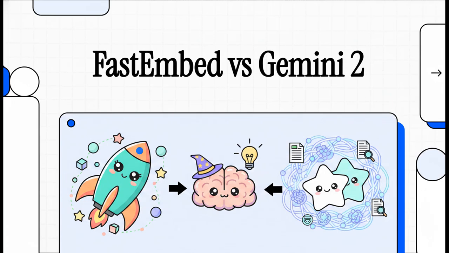Today, we're diving straight into a definitive comparison between two radically different approaches to AI embeddings. We're going to break down the technical details so you can choose the absolute perfect architecture for your semantic search and RAG systems in 2026. Let's get right into it.